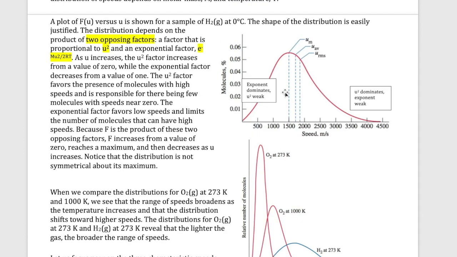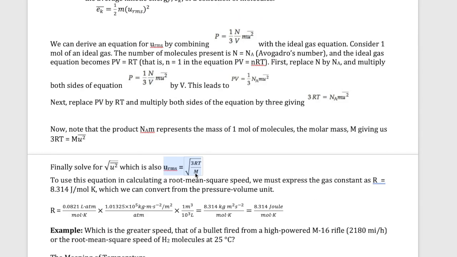So what's the effect of molar mass? If we look at the u_rms equation, we notice that the molar mass, M, is inversely proportional to speed. And that is kind of easy to understand.